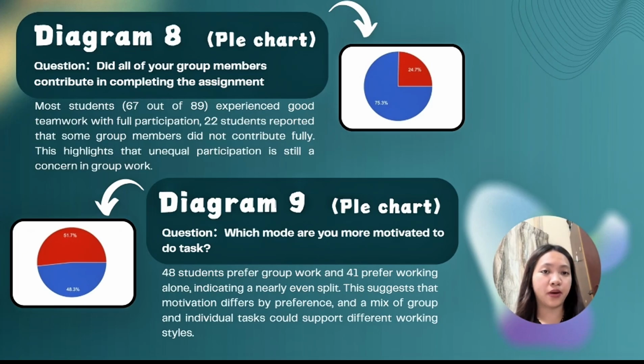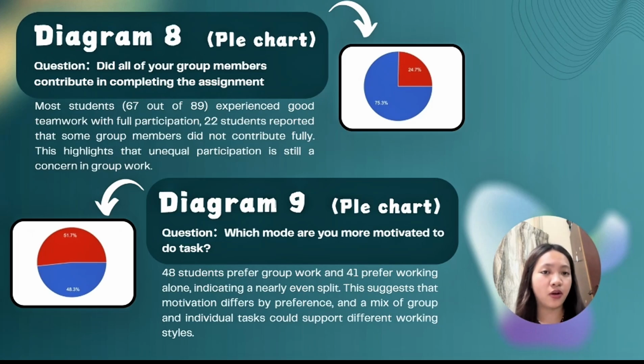I'm in charge of the analysis of results with discussion. For diagram 8, a pie chart showed that most students, 67 out of 89, experienced good teamwork with full participation. However, 22 students reported that some group members didn't contribute fully, highlighting that unequal participation remains a concern.